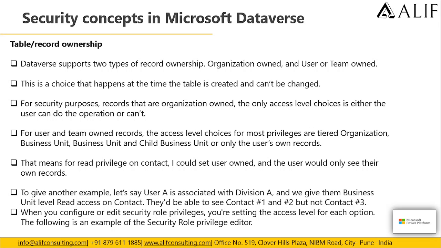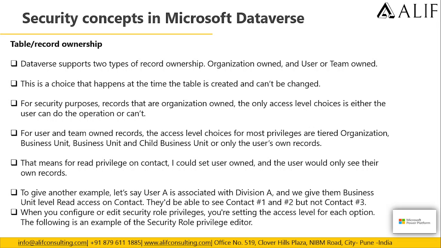For user and team owned records, the access level choices for most privileges are tiered: organization, business unit, child business unit, or only the user's own records. That means for read privilege on contact, I could set user owned and the user would only see their own records. To give another example, let's say user A is associated with Division A and we give them business unit level read access on contact. They'd be able to see Contact 1 and Contact 2 but not Contact 3.